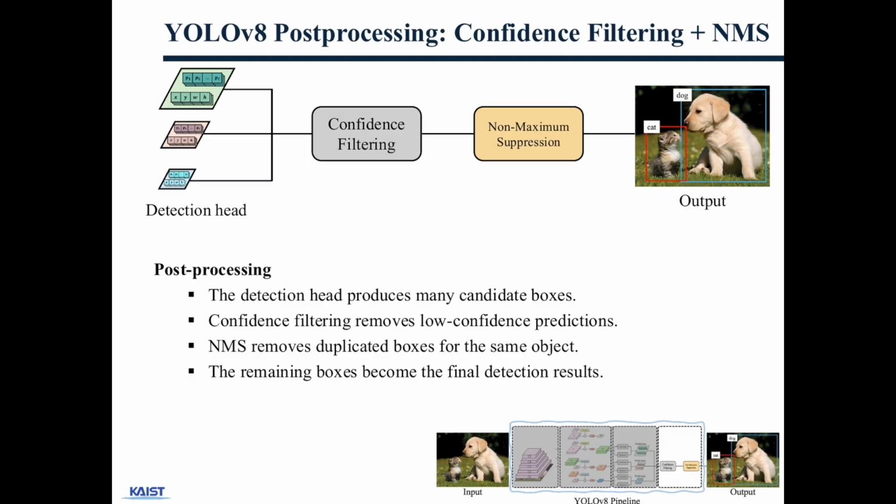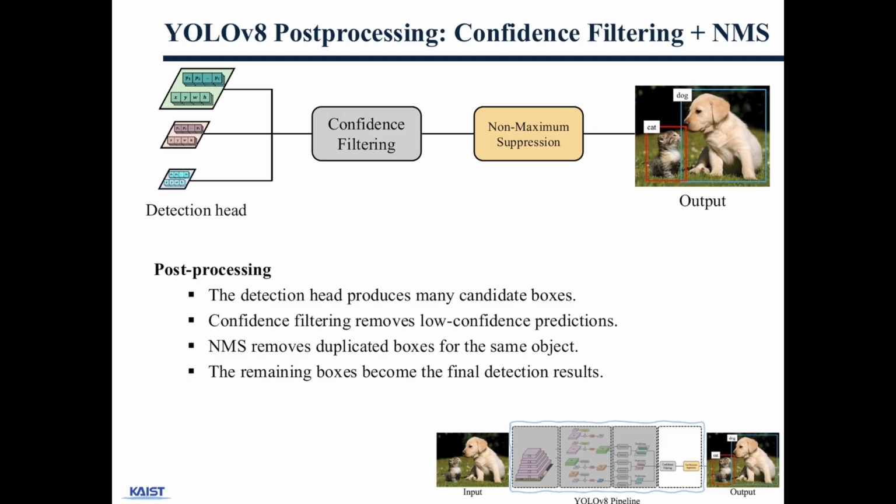Each predicted box has a confidence score or a class score that indicates how reliable the prediction is. Predictions with very low confidence are removed. This reduces noise and keeps only boxes that are likely to correspond to real objects. However, confidence filtering alone is not enough.